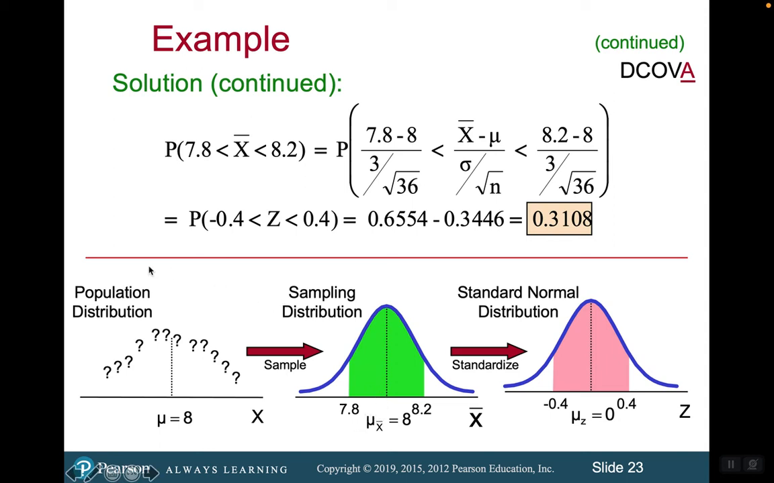All right, so this is a population distribution, which we don't know, so we're trying to figure it out. This is our sample distribution. So we take samples, we do this calculation, we do this, and then we do the standard normal distribution, the z-values. Basically, a z-value means that the mean is equal to 0.